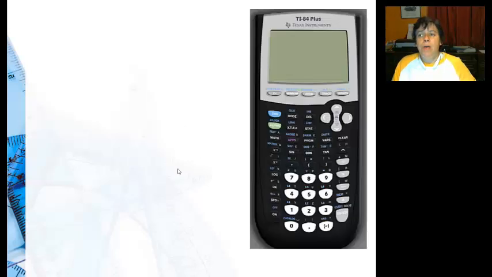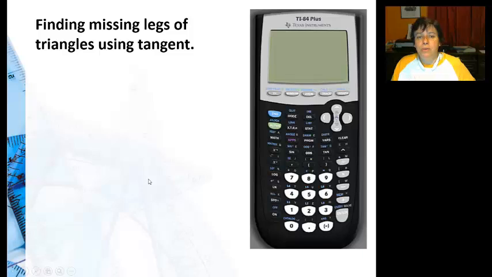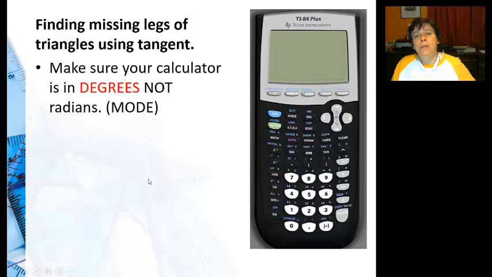So first of all, how do we do this? Well, we find the missing legs of triangles using tangent. And the first thing we want to do is make sure that your calculator is in degrees, not radians.